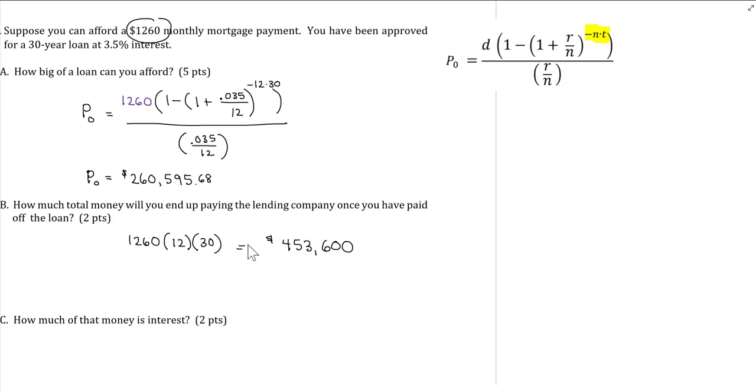And how much money is interest on that? Since I took out a loan for only $260,595.68, but I paid $453,600, the difference between those is your interest, or $193,004.32 is interest.